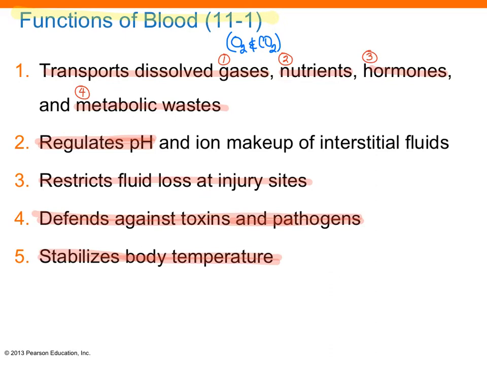The blood transports dissolved gases, oxygen and carbon dioxide, nutrients, hormones, and metabolic waste. It regulates pH. It restricts fluid loss at the injury site. It defends against toxins and pathogens, and it stabilizes body temperature. These are the functions of the blood.